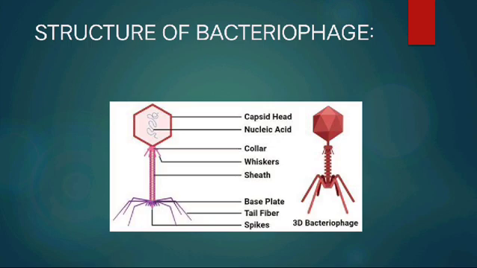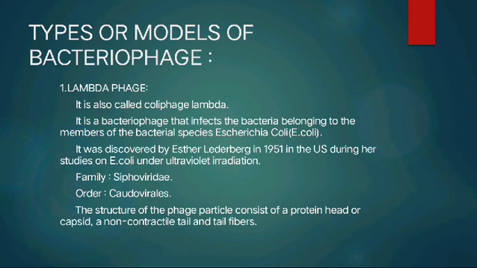Types or models of bacteriophage. First type is lambda phage. It is also called phage lambda. It is a bacteriophage that infects bacteria belonging to the species E. coli. It was discovered by Esther Lederberg in 1951 in the US during her studies on E. coli under ultraviolet irradiation. It belongs to the family Siphoviridae and the order Caudovirales.